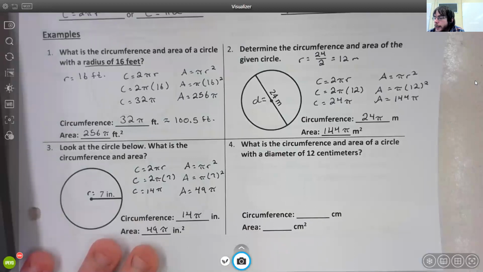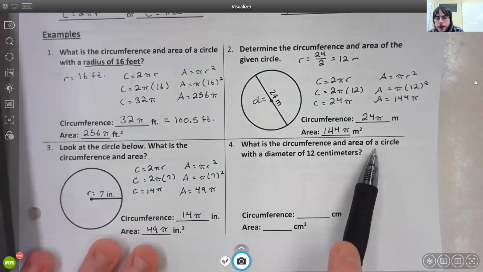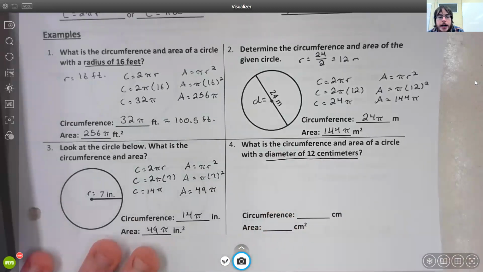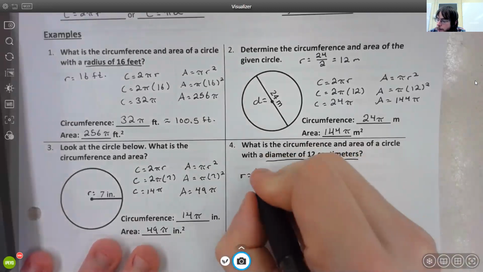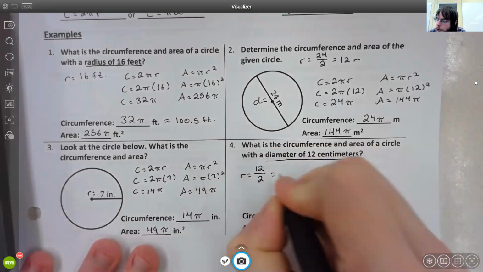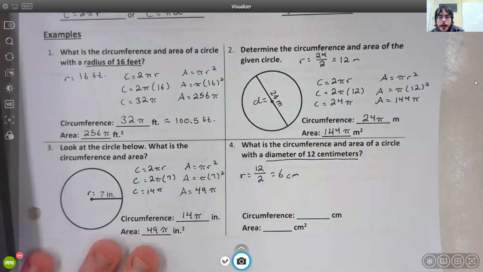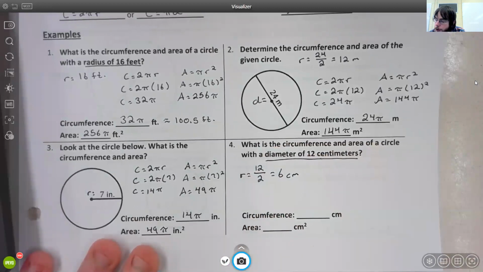Number 4 says, what is the circumference and area of a circle with a diameter of 12 centimeters? So it gives us the diameter. I want to find my radius first. The radius is half the length of the diameter, so we take the diameter and divide it by 2 to get our radius of 6 centimeters.